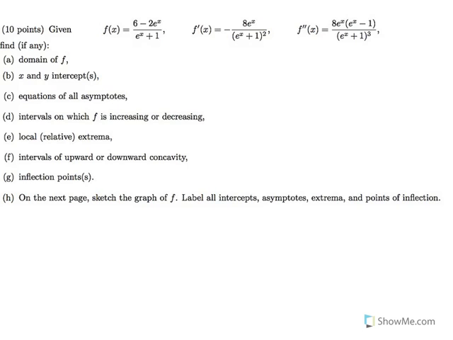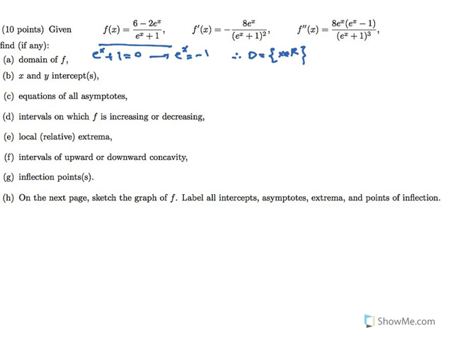Let's sketch the graph of f of x equals (6 minus 2e to the power of x) divided by (e to the power of x plus 1) by finding the domain of the function. It's a fraction. The domain of a fraction is all real numbers except the roots of the denominator. Setting the denominator of the function equal to 0, e to the power of x equals -1. No solution, meaning the domain of the function is all real numbers.